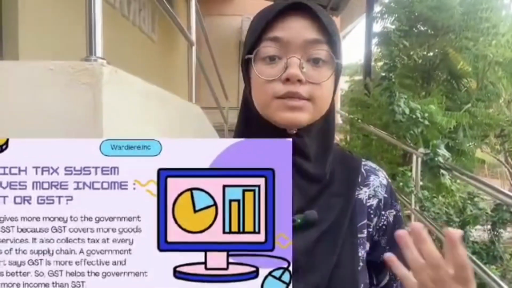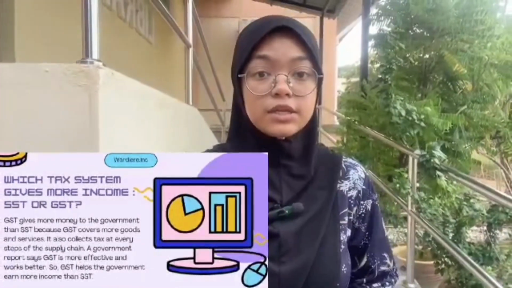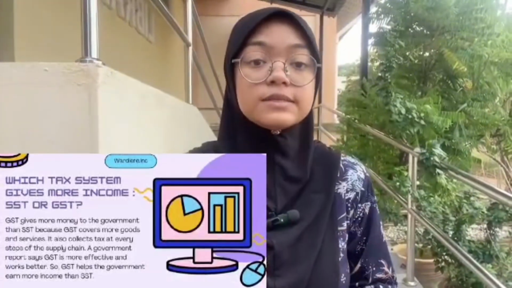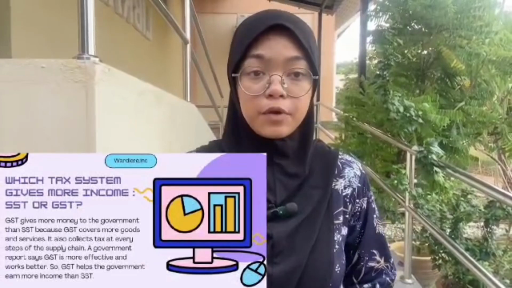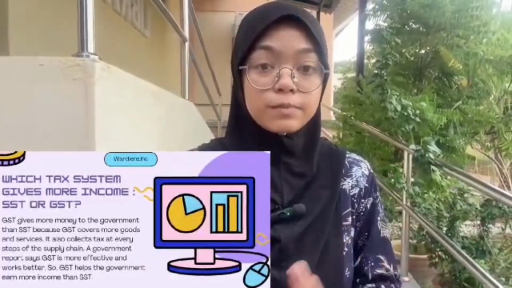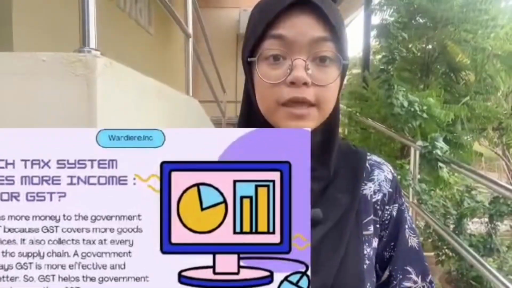First of all, let me explain which tax system gives more income to the government, SST or GST. Actually, GST gives more money to the government. This is because GST is collected at every level of the supply chain. It also covers more goods and services compared to SST. Furthermore, according to a government report, GST is more effective and works better. So in conclusion, GST helps the government collect more income than SST.